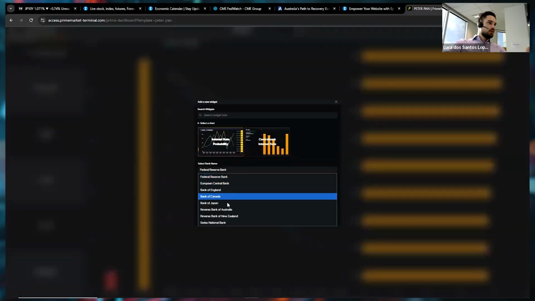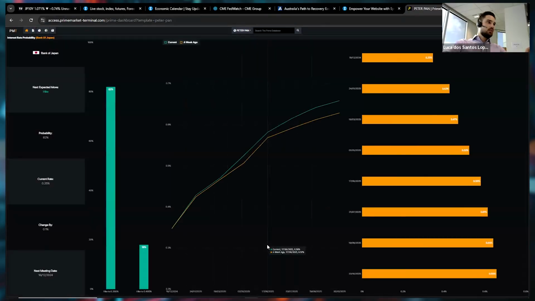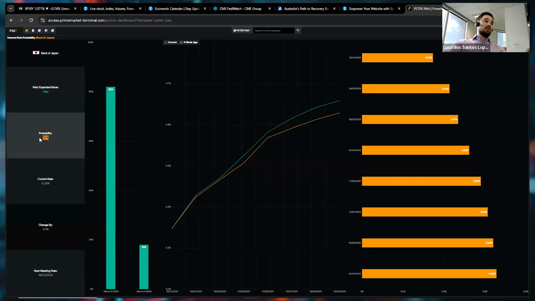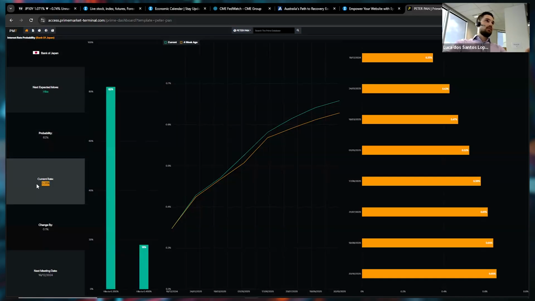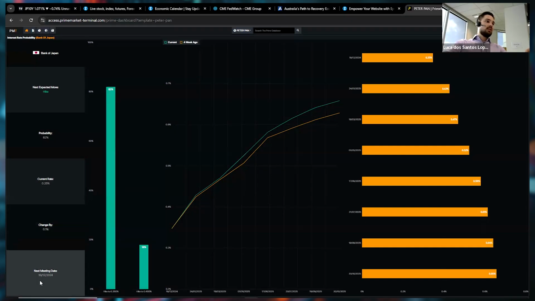Bank of Japan dashboard. Sorry, guys, it's a little bit slow. There we go. Okay, so basically here, next meeting hike probability of 82% now, and the current rate is 0.25, and they're looking to change by 0.10%, and the next meeting will be on the 19th of December 2024.